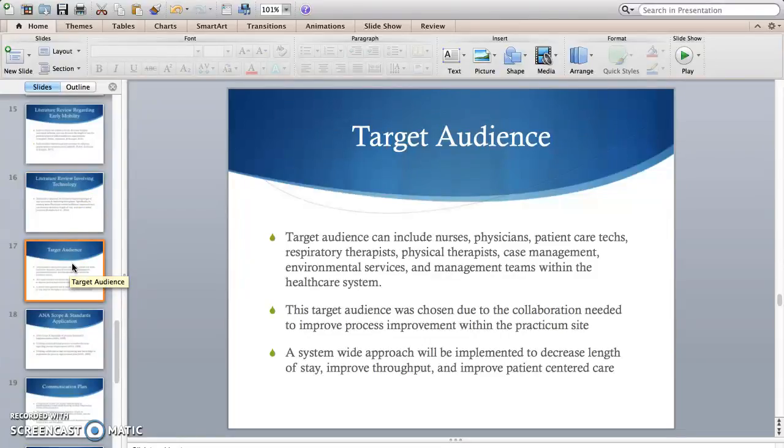So the target audience for this process improvement involves really all disciplines: nurses, physicians, patient care techs, respiratory therapists, physical therapists, case management, environmental services, and then leadership teams. And this target audience really was chosen due to the collaboration needed to improve process improvement within the practicum site. And then a system-wide approach will be implemented to decrease length of stay, improve throughput, and improve patient-centered care.